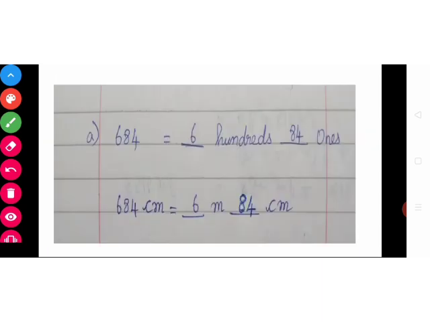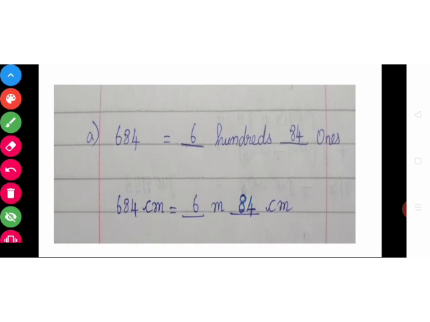Yes children. And then next, fill in the blanks is given. Look at how to fill in that. So what is the sum given? 684. In this, how many hundreds and how many ones are given? So this is ones, tens, hundreds. Consider this. How many hundreds? 6 hundreds. And then the remaining two ones. How many ones? 84 ones.